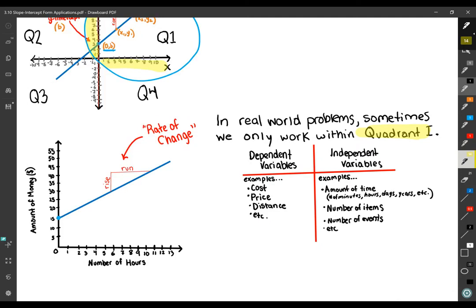We've already discussed what dependent and independent variables are, okay? I'm going to go over a couple examples. This is not a complete list, but these are some examples of what you may come across. Dependent variables, remember, depend on something else. Those could be things like cost, price, distance. Independent variables are things that don't depend on anything. So time, the number of hours, the number of items, the number of events, okay? Hopefully this will make more sense as we do some actual problems.